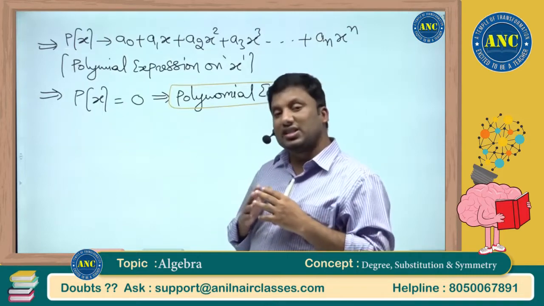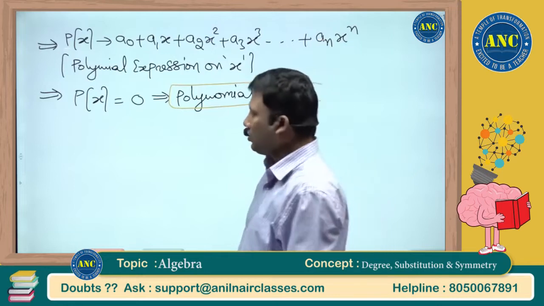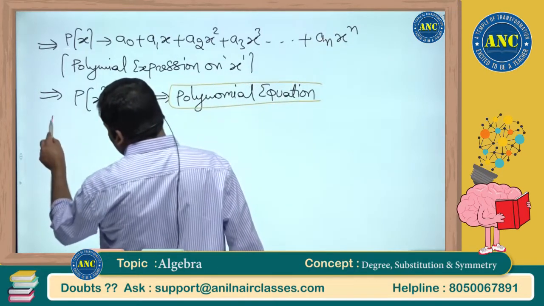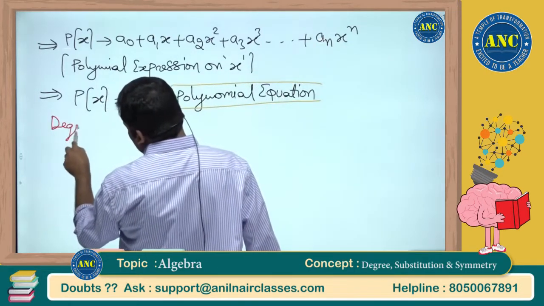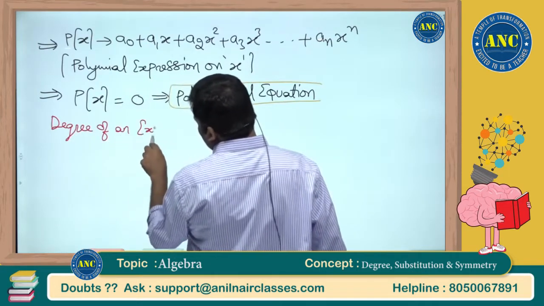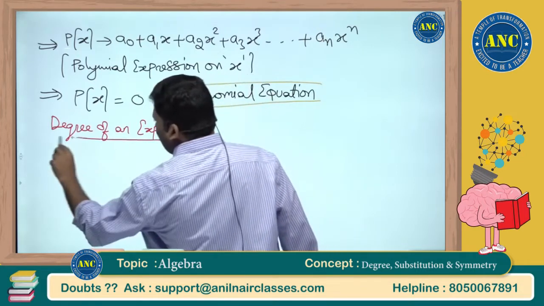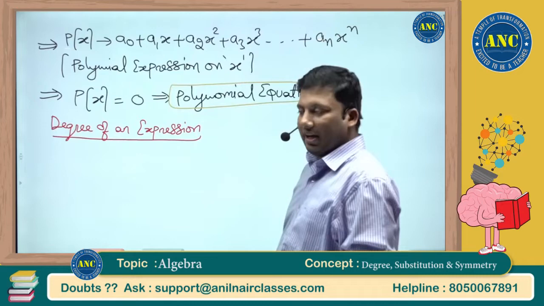If an expression is equated with 0, then it is called a polynomial equation. Now, another very, very important concept: degree of an expression. If the expression is not equated with anything, we talk about the degree of an expression.